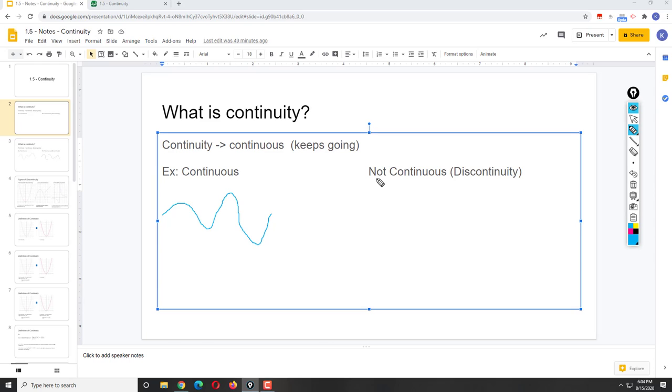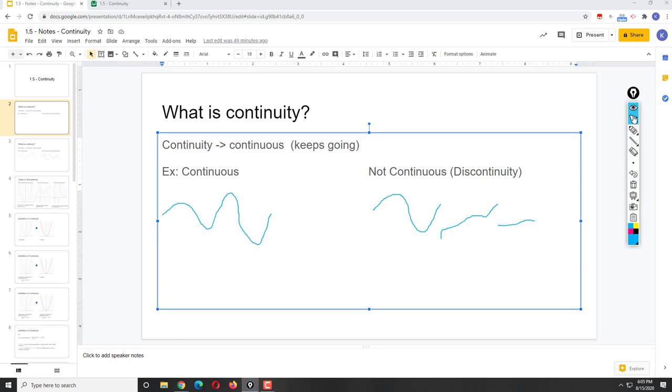And here is a line that is not continuous. Not continuous. We say there is a discontinuity. Continuous, not continuous. I mean, this is pretty intuitive, it makes sense, but in math, we want to know how to know for certain something is continuous or not continuous.